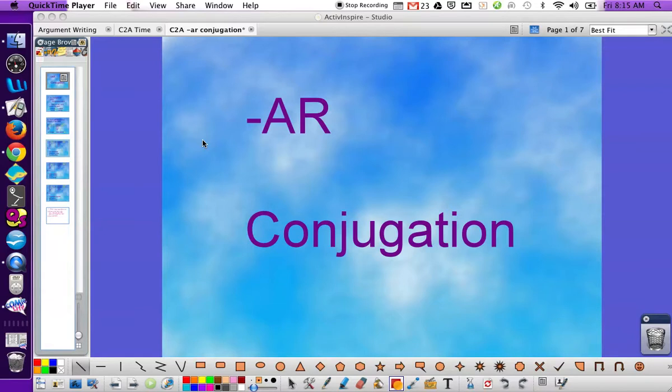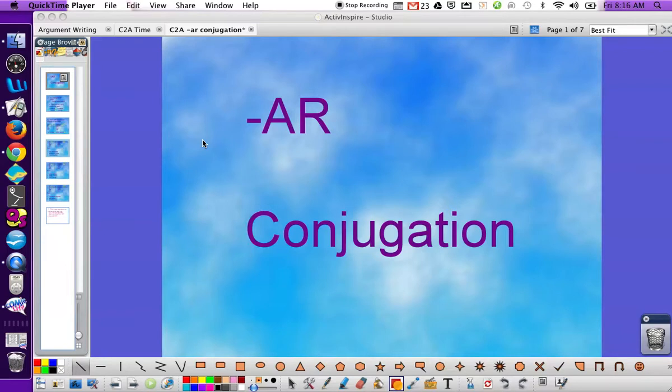We've done this with two verbs in Spanish, ser and estar. So I know for ser that if I want to match the yo form, I'm going to make it soy. And if I want to match the tú form, I'm going to make it eres. For tener, if I want to make the nosotros form, I'm going to say tenemos. And if I want to make the vosotros form, I'm going to say tenéis.